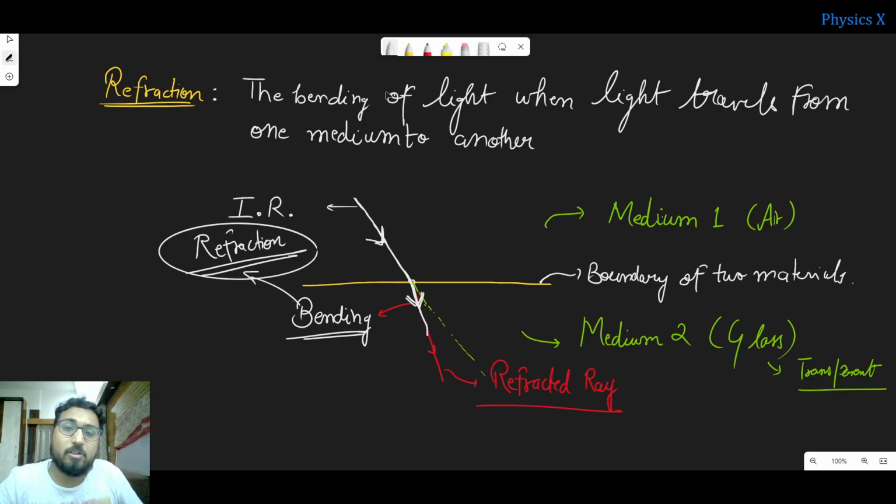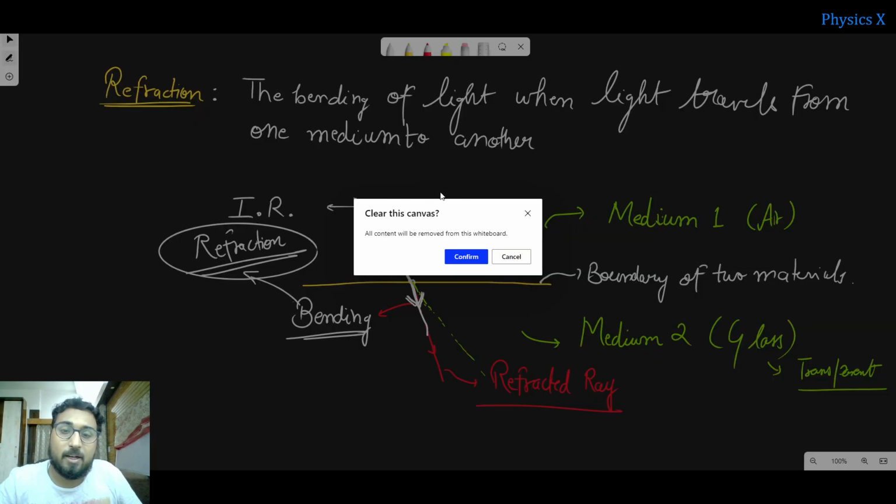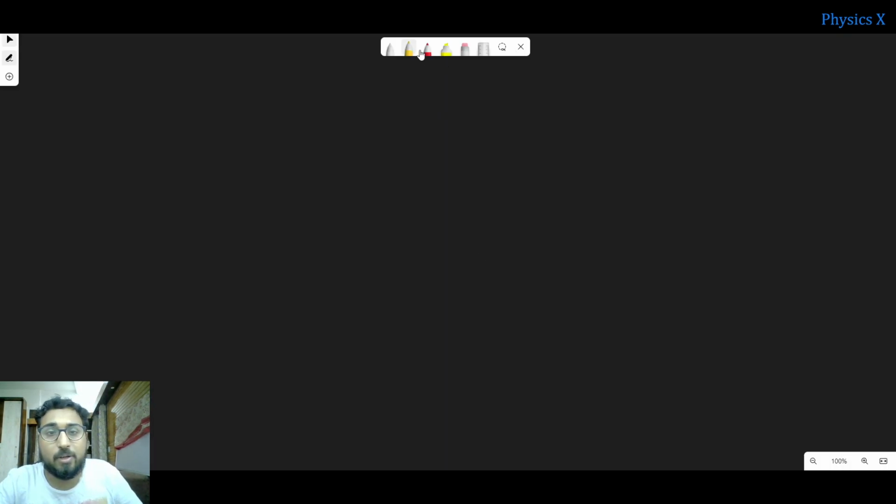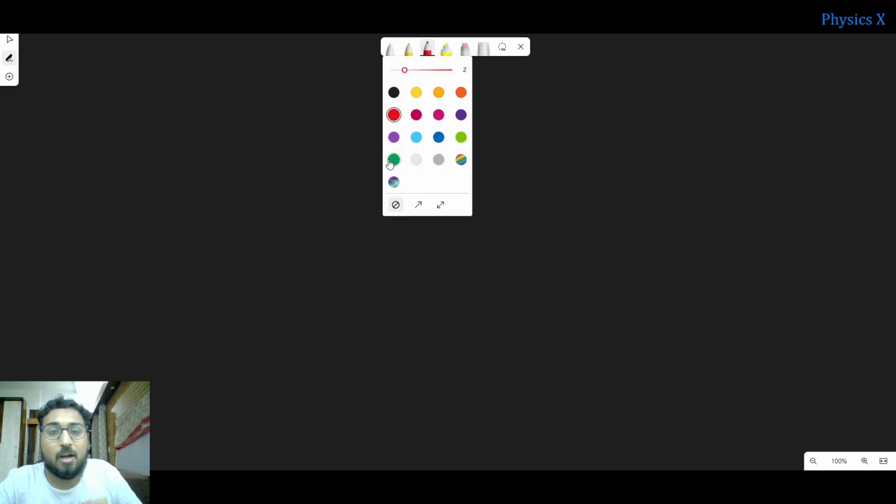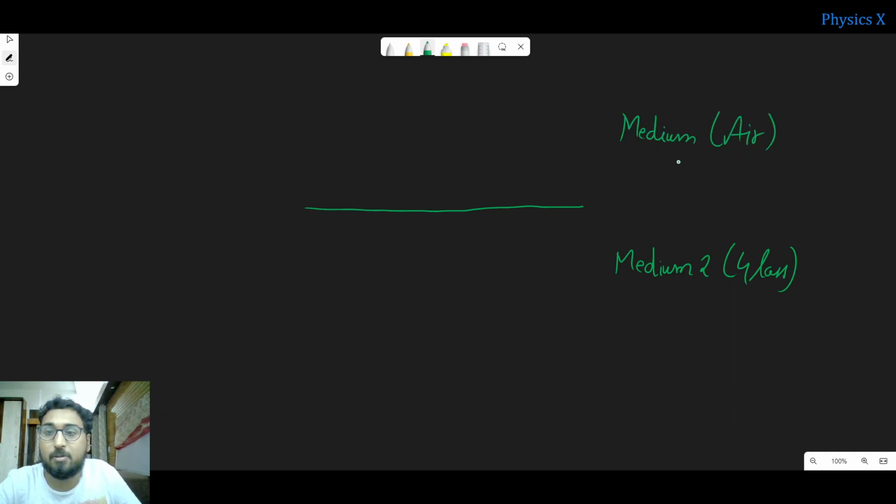Okay, so how this refraction occurs, let us see. Again I will draw how this refraction is taking place. Suppose below this is your medium 2, which, as I told you, is glass, and this was your medium 1, which is air. Till now we were discussing reflection in only one medium. This is medium 1, air.